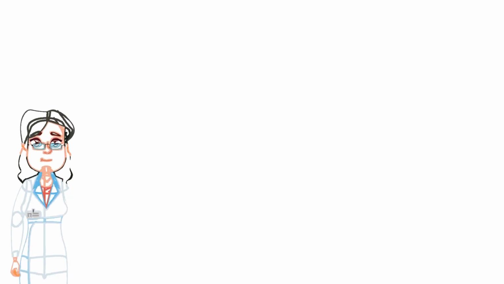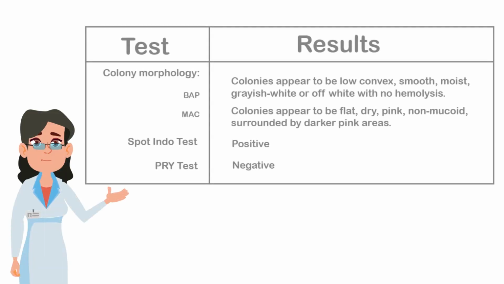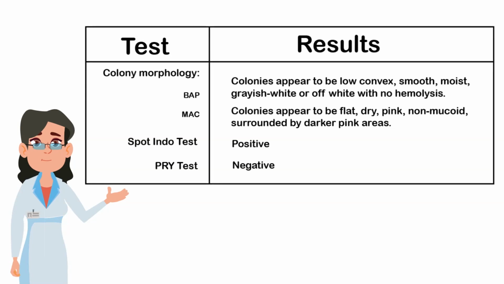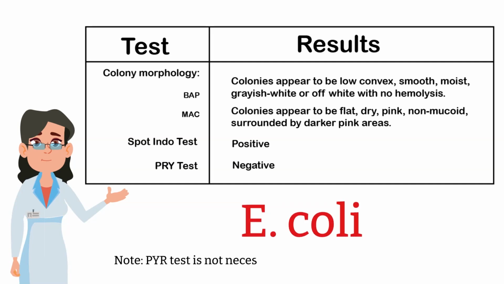That is it. That's all you would need to do for biochemical tests to ID these organisms. From the results of these biochemical tests, you would conclude that the organism causing the UTI for this patient is a good old E. coli.